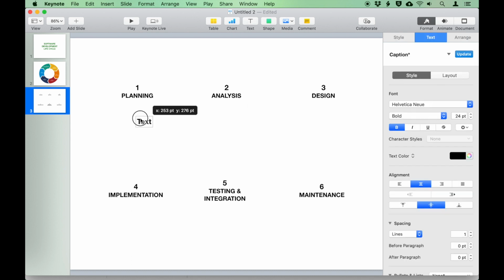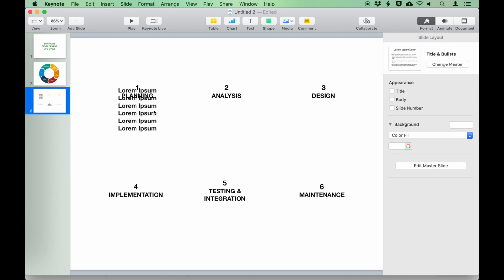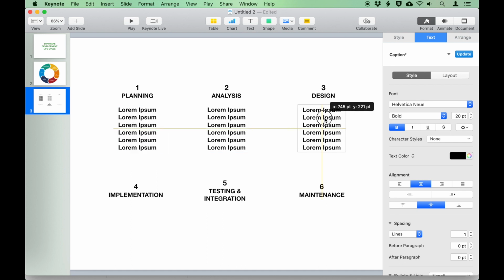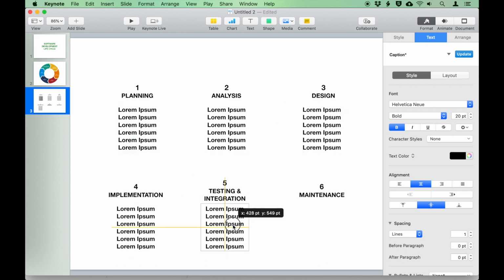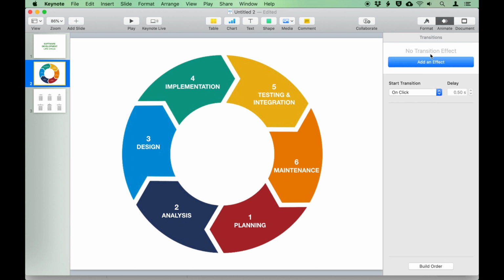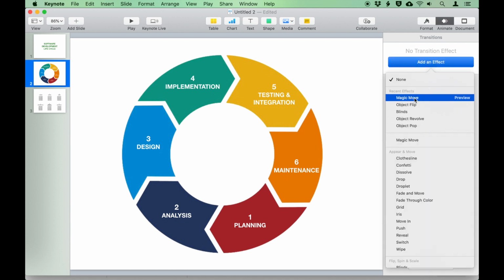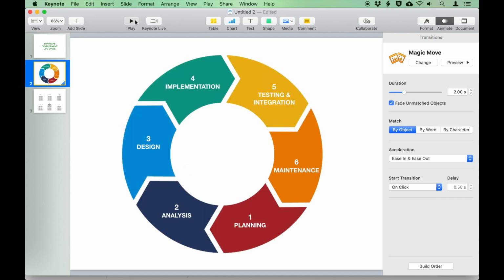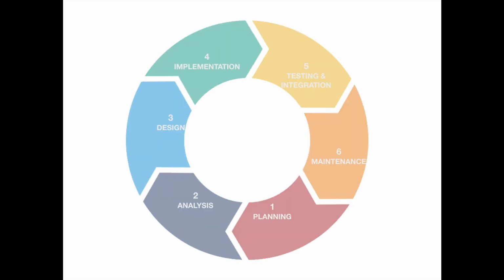and then I'll add another text box underneath each one. I'll just put this text example and duplicate each one. And then now I'll go back to the original slide, pick Animate, add an effect, and choose Magic Move. If I press play, this is how it looks.